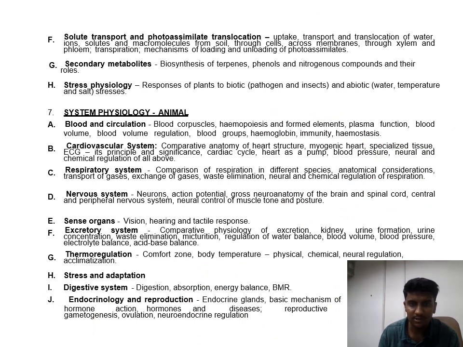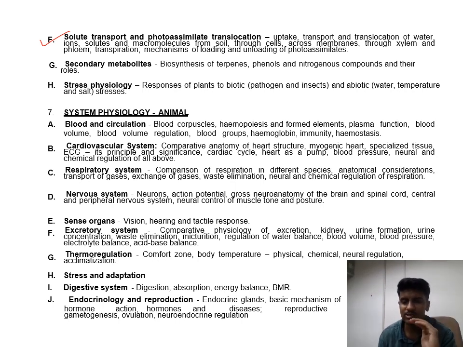Next up, we have solute transport and photoassimilation system. So for solute transport, meaning translocation systems, you should be aware. Secondary metabolites, maybe terpenes, phenolic compounds, nitrogenous compounds, alkaloids. Stress biology, with biotic and abiotic components. So ecology basically is what we will be studying ahead.